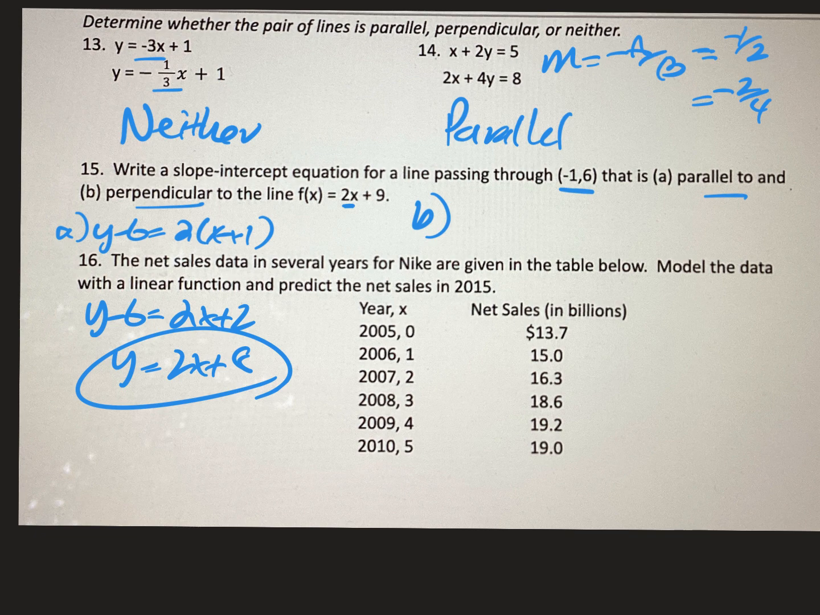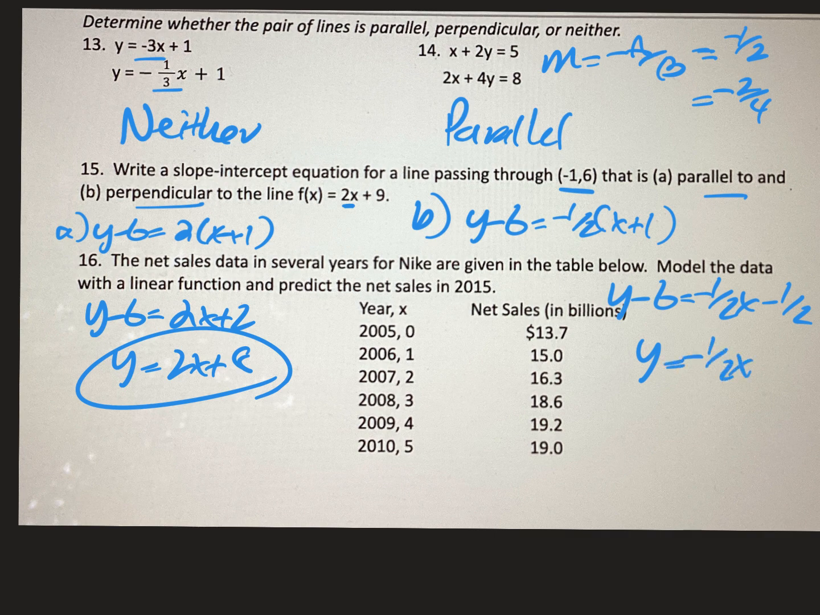Part B, I'm going to use the same setup, except this time for slope, I use the opposite reciprocal. I had 2 a second ago, so now it's going to become negative 1/2 times the x plus 1. So I'm going to distribute negative 1/2, which is negative 1/2 x minus 1/2. Move the 6 over.